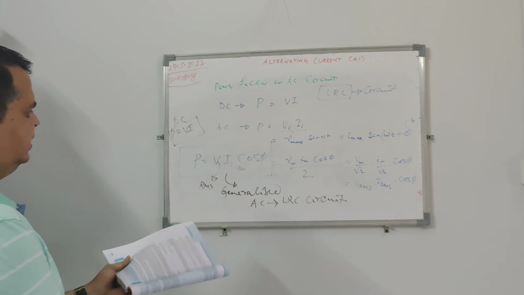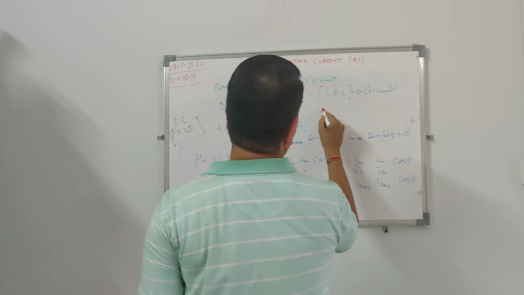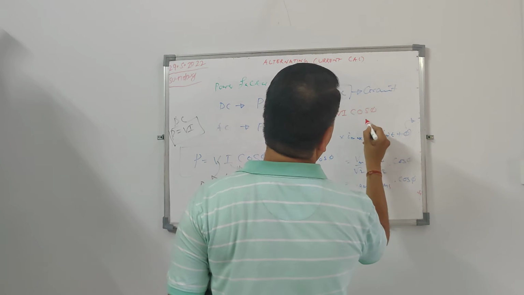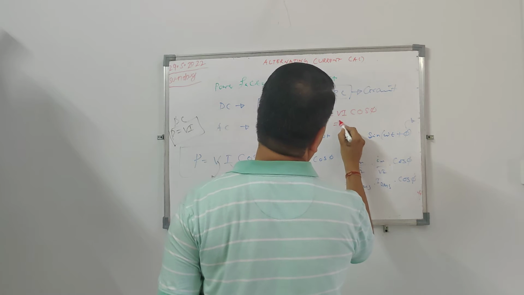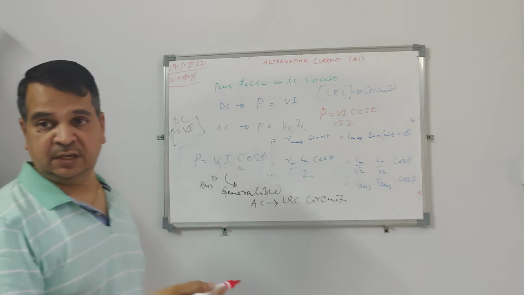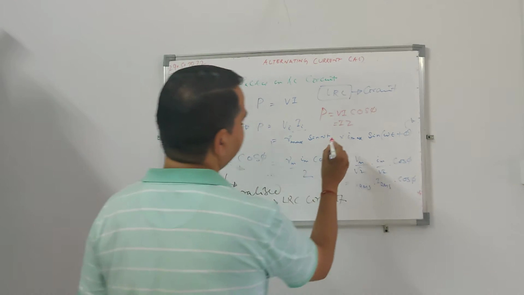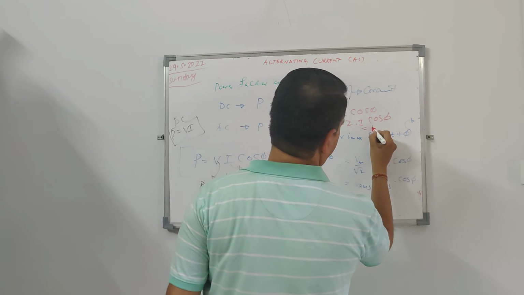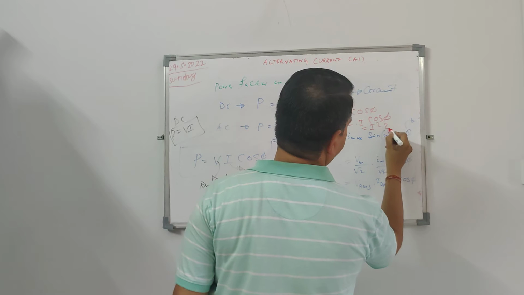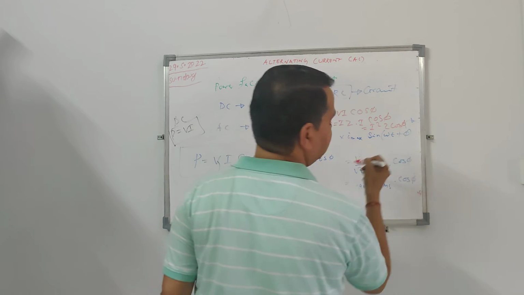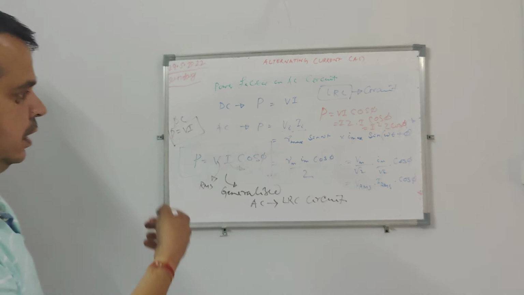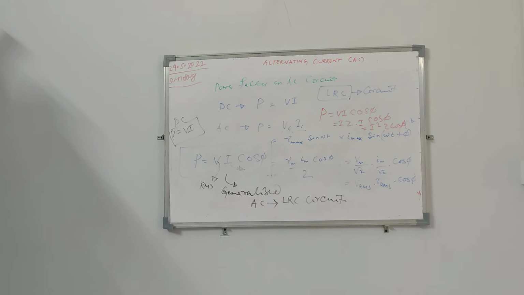So P is equal to V I cos phi. This V is nothing but I into Z, not resistance but impedance. So I into Z into I cos phi, right? Which can otherwise be written as I square Z cos phi. If you know the impedance, if you know the current, and if you know the power factor, then you will find out the power.